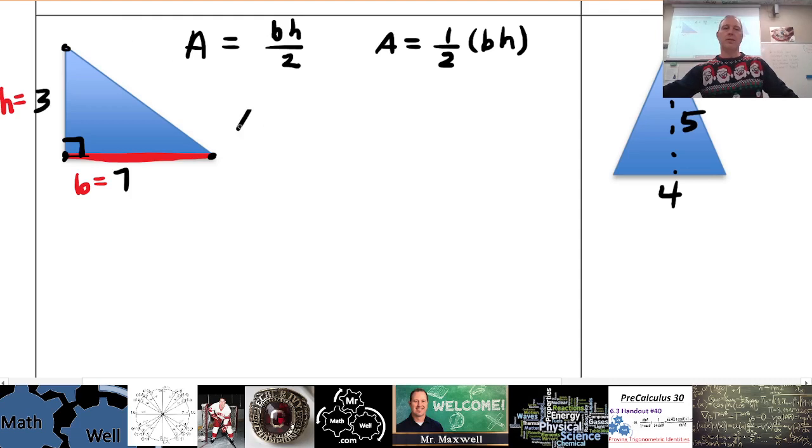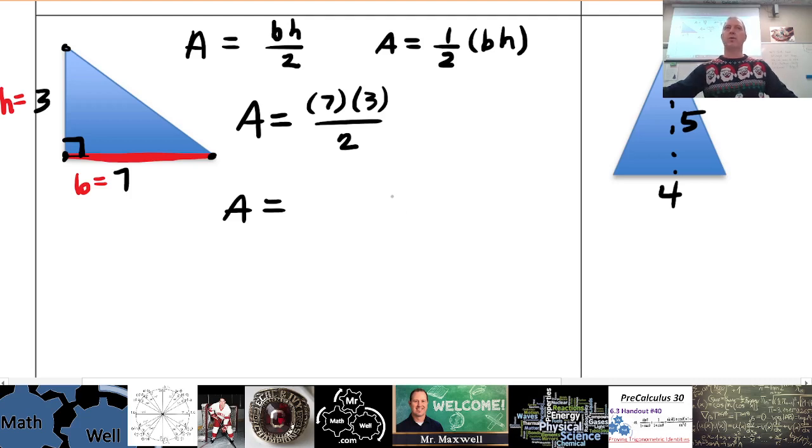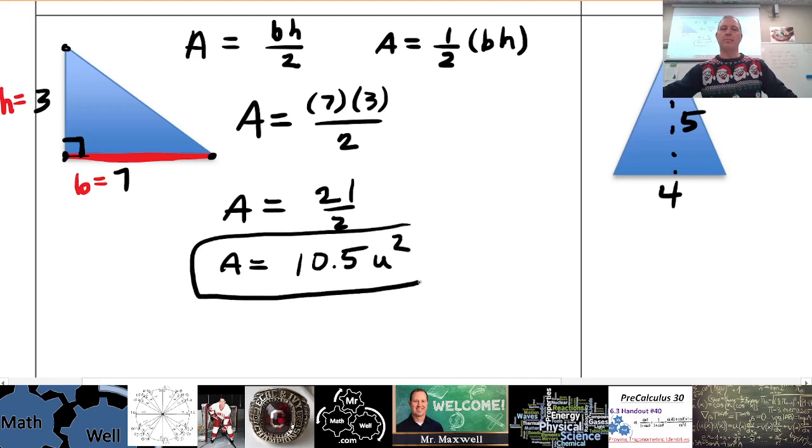So the area here, I'm not given any units, so that's okay. I'll just do units squared when I'm done. The area is going to be the base, which is 7, times the height, which is 3, divided by 2. Let's give this answer both in decimal form and in fraction form. Decimal form first. 21 over 2 is equal to what? 10.5. That is very good. It's 10.5, and I'm not given any units, so I'm going to say units squared.